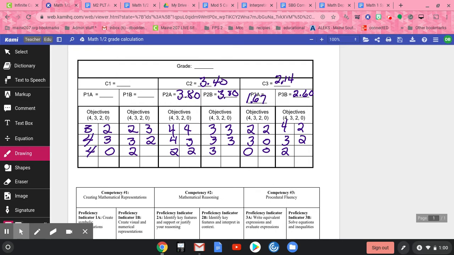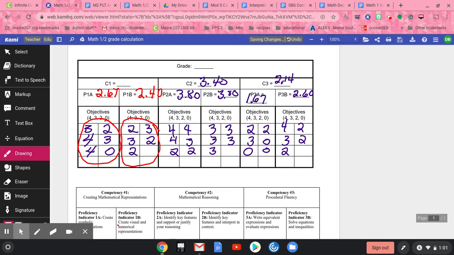What we're going to do is we're going to take these 6 scores, add them up, divide by 6 to find the average to come up with a proficiency score of 2.67. Then under Proficiency 1B, which is creating visual and numerical representations. These are 5 assessments that you took. We're going to add up these 5 scores, divide by 5 to get the average of 2.40.